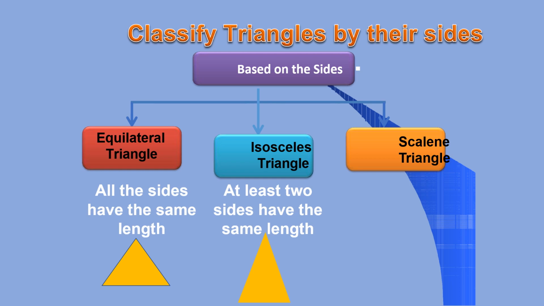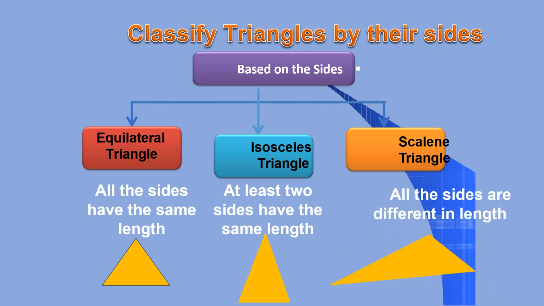After that, scalene triangle. What about the scalene triangle, guys? No sides are the same. All of the sides are different in length. So if all of the sides are different in length, that triangle is going to be named as a scalene triangle, like that triangle. Just look at all of those sides. Of course, all of them are not the same. All of them are different in length. So that triangle is going to be named as a scalene triangle.